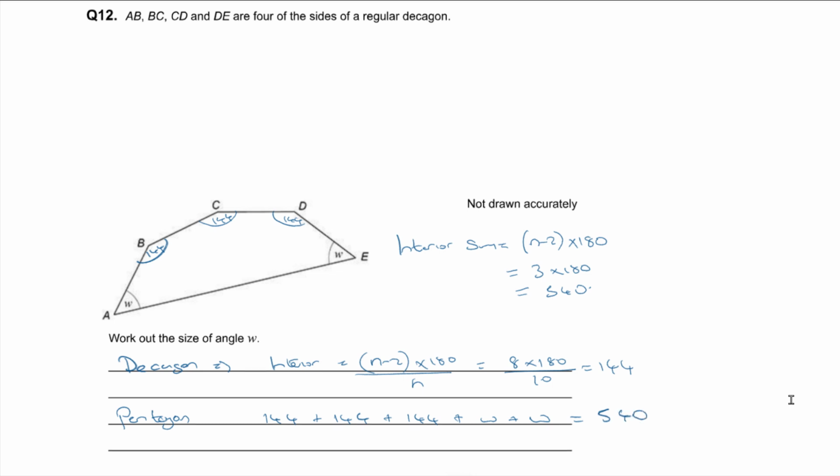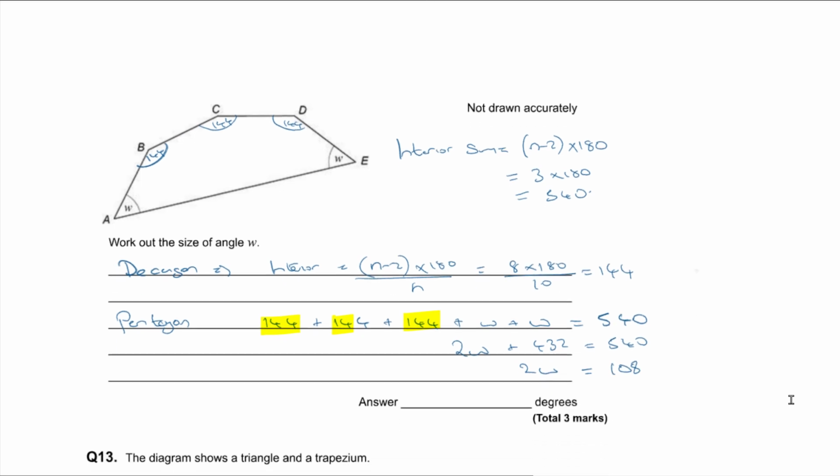So what are those three added together? 144 times 3, that's 432. So that means I've got 2W plus 432 is equal to 540. So 2W is equal to 540 take away 432. That's 108. Then W is going to be 108 divided by 2, because there's 2 of them, isn't it? So that's 54. Each one is going to be 54.